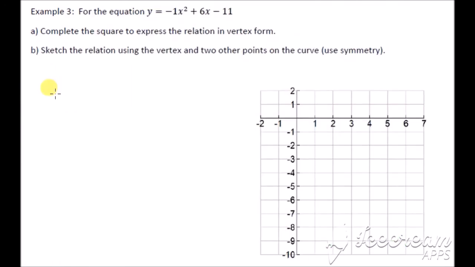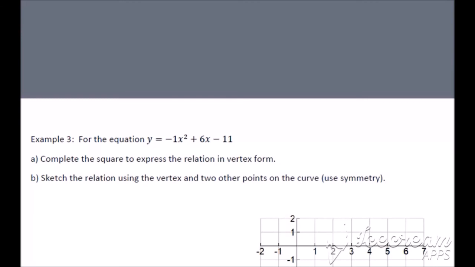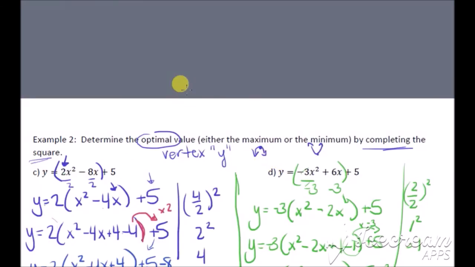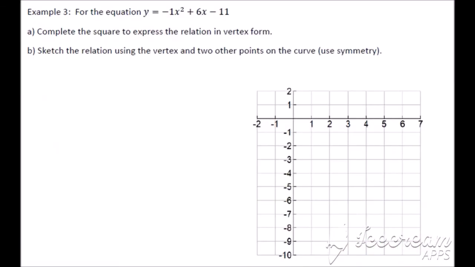Okay, for example 3, we're given an equation here. And this is in standard form. So it asks us to complete the square to express the relation in vertex form. And then we're going to sketch the relation using the vertex and 2 other points on the curve. So we're going to use symmetry.